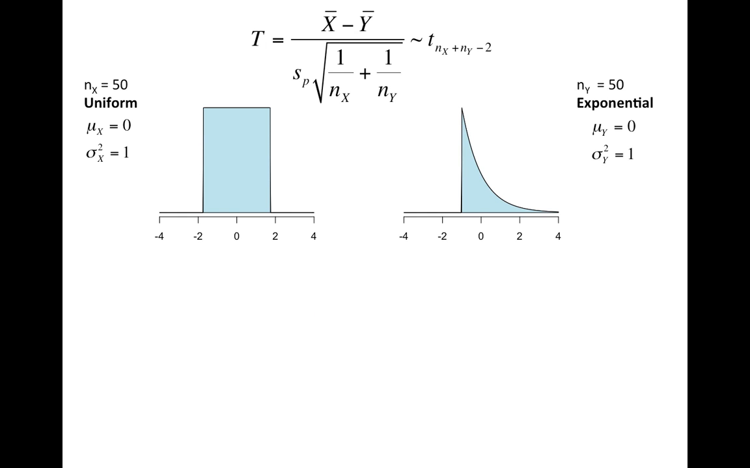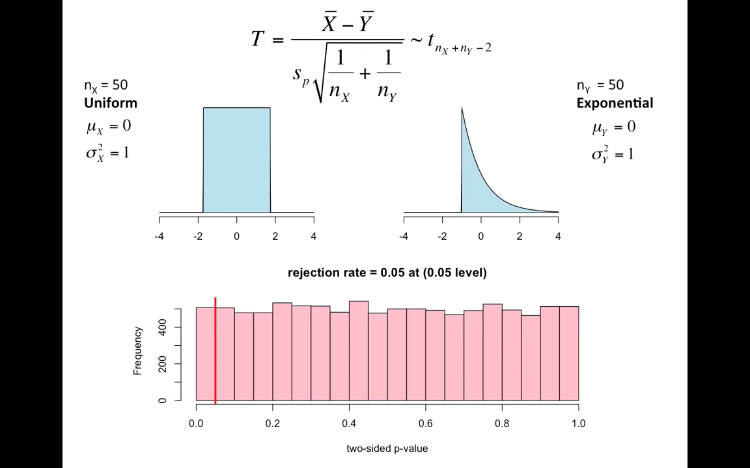Okay, well, let's try breaking the normal assumption even more. What if I have a uniform distribution on the left, so equally likely to be anywhere between these 2 points, and an exponential distribution on the right, where it's very likely you get a point around -1 and then less and less likely as we get up toward 4. Both these distributions have mean 0 and variance 1, and I'm going to select 50 points from each of them, but the normality assumption certainly isn't true, and yet everything still works totally fine.